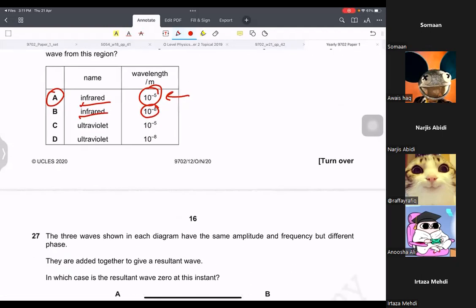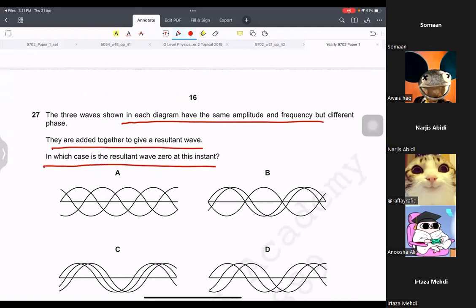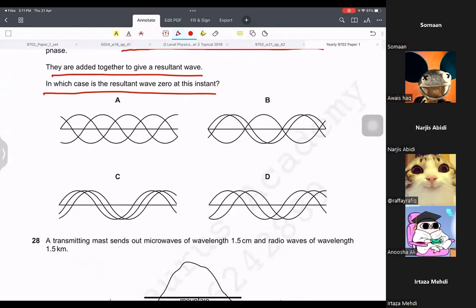That's wrong. Now, the three waves shown in the diagrams are added together. In which case is the resultant wave 0 at this instant? Wow, Hannah, this is a crazy drawing.